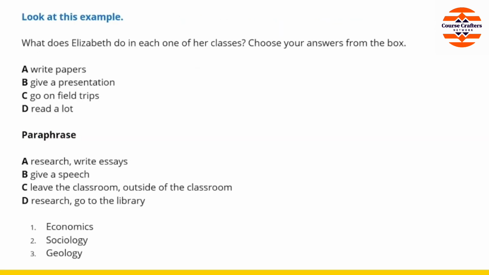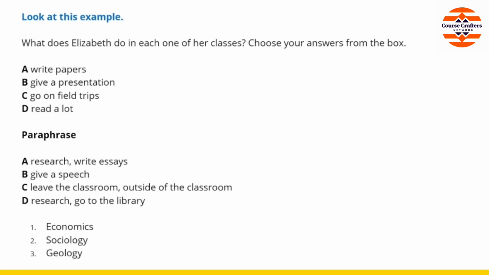Alright guys, so look at the following example we have from the authentic IELTS test. The IELTS test is asking you, what does Elizabeth do in each one of her classes? Choose your answers from the box. You are given A, B, C, D. For example, A, write papers, B, give a presentation, C, go on field trips, and D, read a lot. And you also see paraphrase that I have written about these answers.